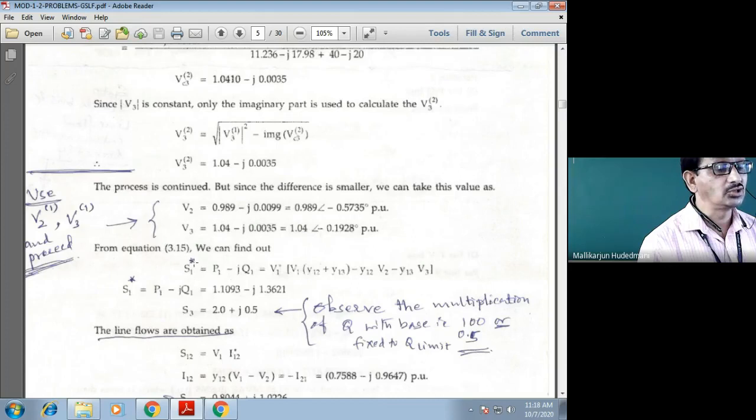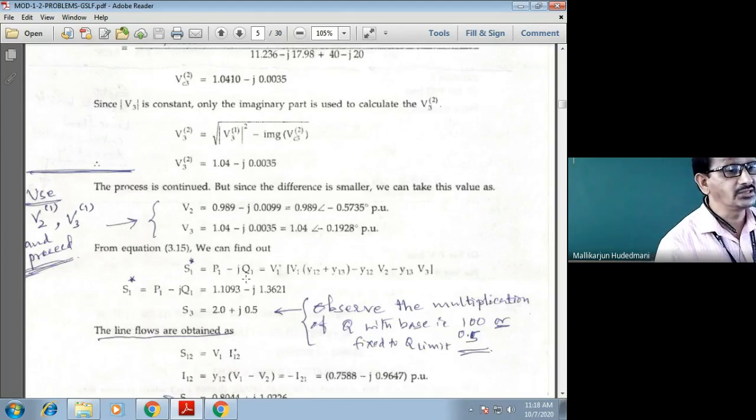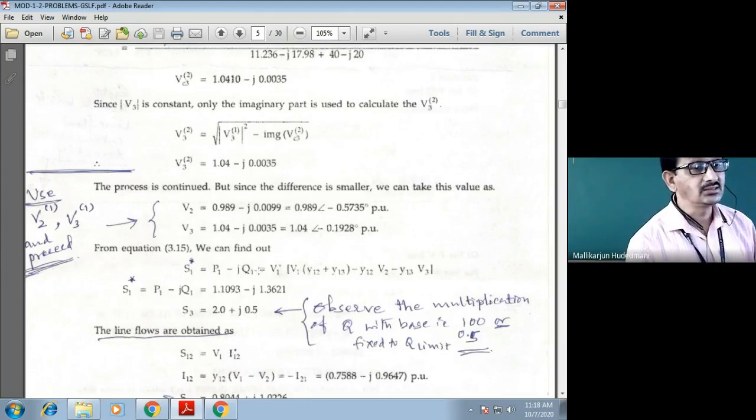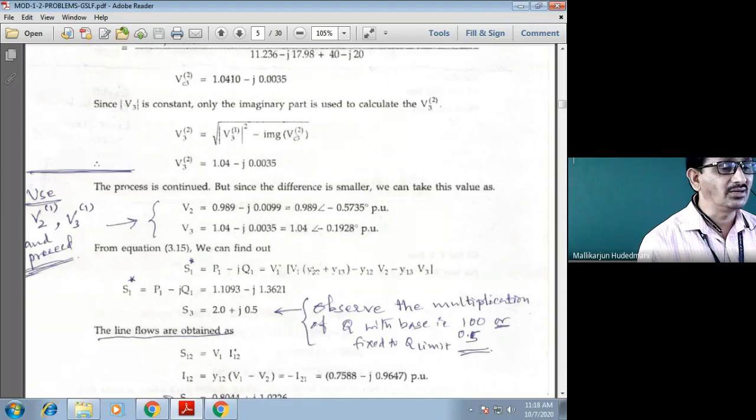What is that? S1 conjugate. S1 is nothing but the complex power at bus number 1. The conjugate of it is active power minus j reactive power. How would you do it? Again, you will see a large bracket here. The square bracket term is nothing but the current flowing from bus 1 to 2, and bus 1 to 3. You can see here, V1 is there, V2 is there. V1 is there, V3 is there. This process is one typical way of writing it.